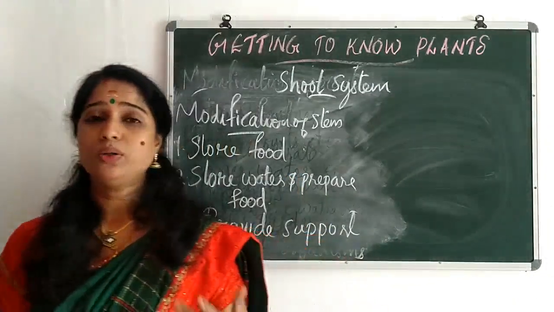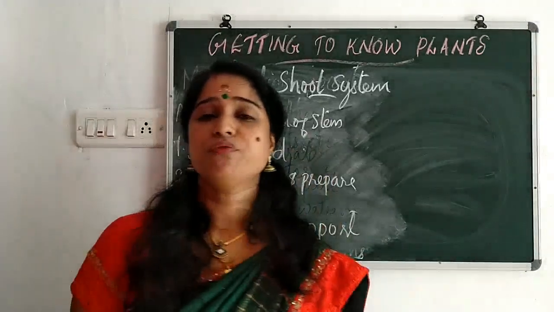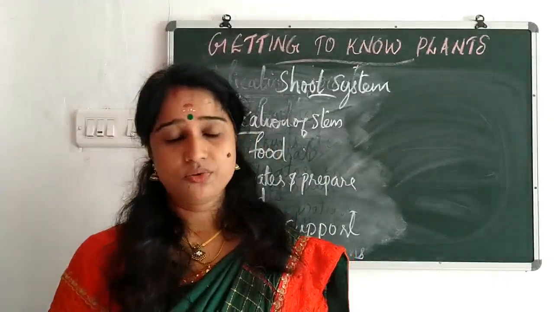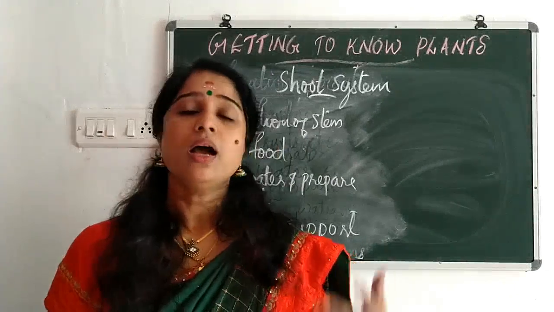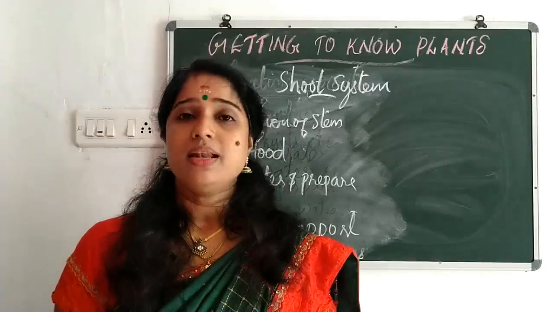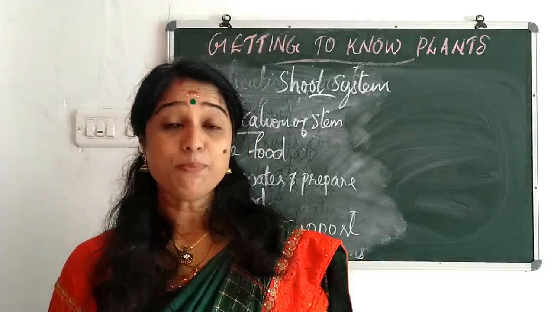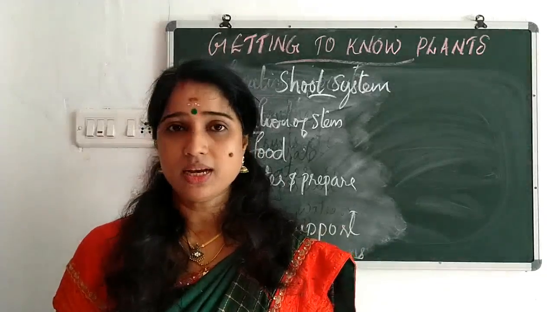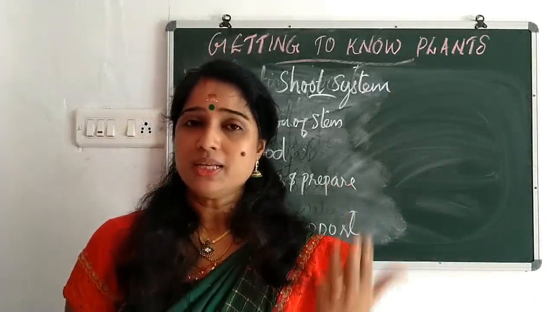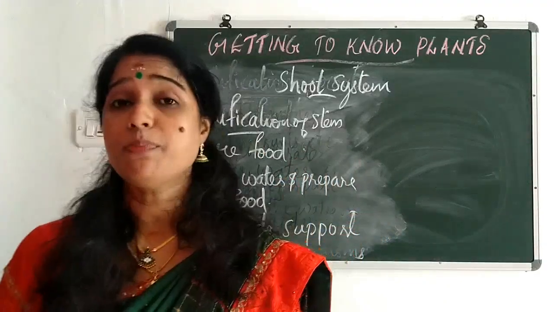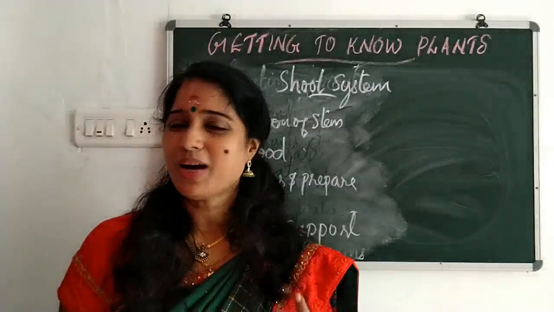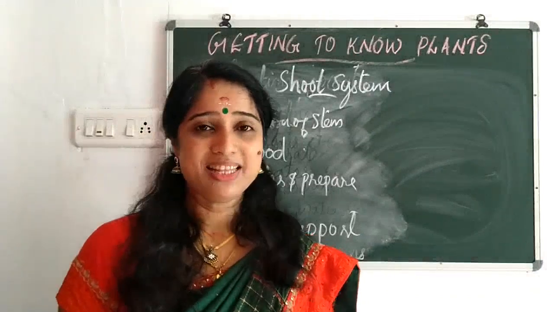Then we discussed the bark. It is the outermost covering of the trunk. Hard outermost covering of the trunk is the bark. And we discussed the functions also. Then last we discussed the stem modification. 3 modifications are there. Stem modified to store food, stem modified to store water and prepare food, and stem modified to provide support. So I hope everything is clear.